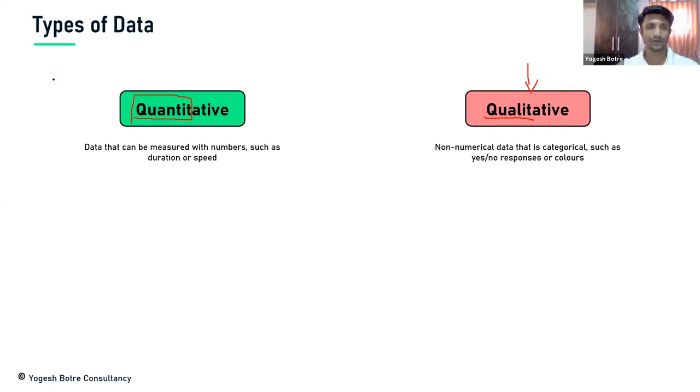Quantitative, right? It is some quantity. When I say 20 kilometers per liter is my mileage, it is talking about some quantity, some numerical value. So quantitative. So think about any data that is coming to your mind. You can put it in one of these categories.